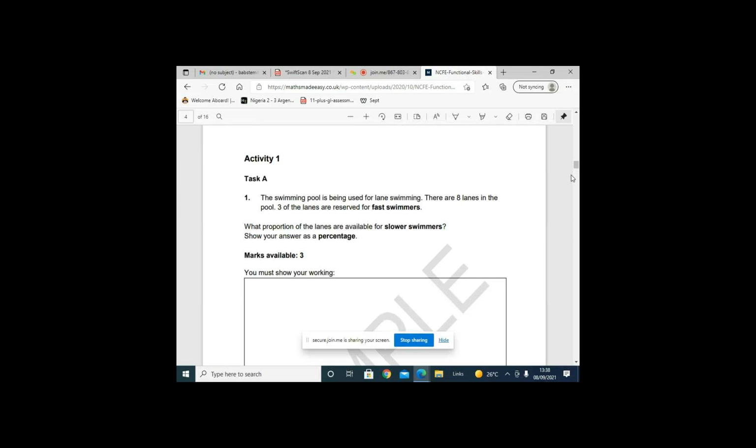So, for example, if they ask you this question, who can do it? Show your answer as a percentage. This is a functional skill at this stage. Who knows how to do it? There are 8 lanes and 2 of these lanes are reserved. What proportion of lanes are available for slower students? It's supposed to be 3/8, isn't it? Yeah, it's 3/8.